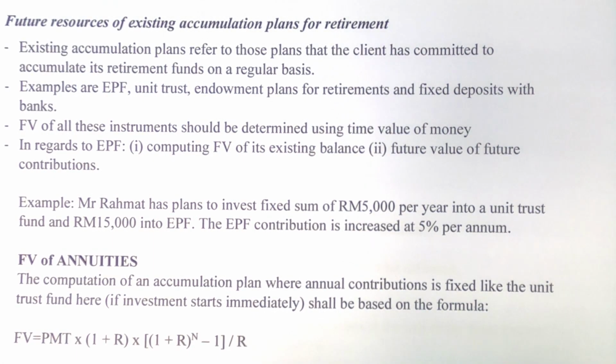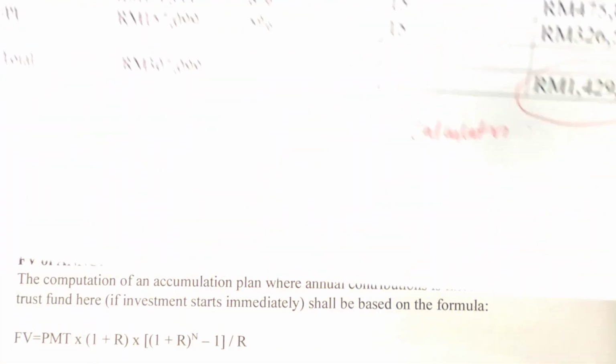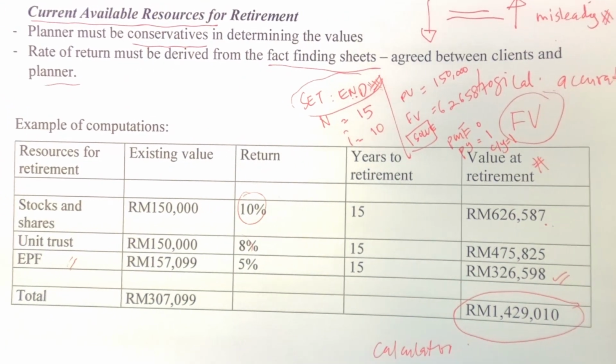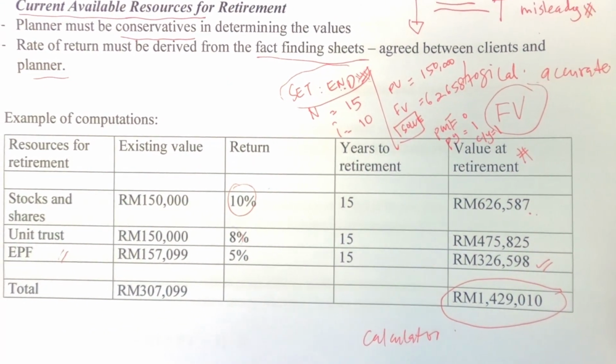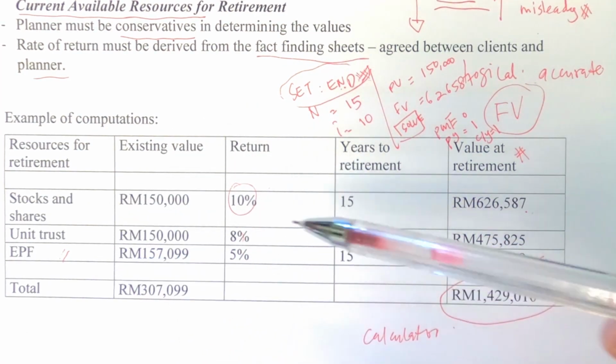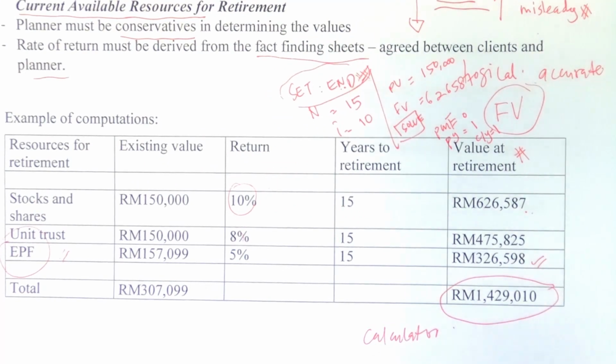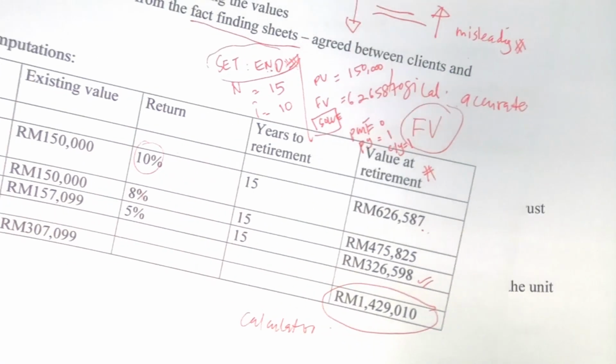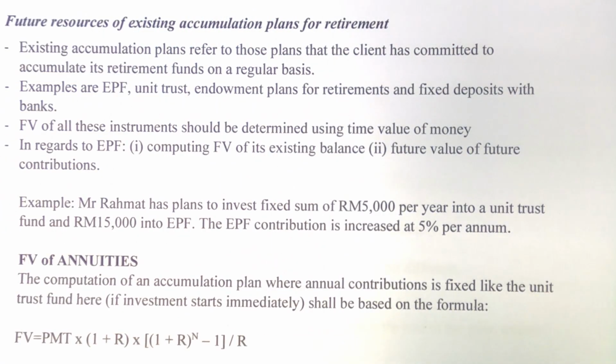Alright, just now we had a look at the current available resources for retirement. This is the table from before, where you can see we have stock, unit trust, and EPF. So this is the current EPF available for retirement. Now we move to the second part of the available resources for retirement, where we are going to look at the future resources of existing accumulation plans for retirement.